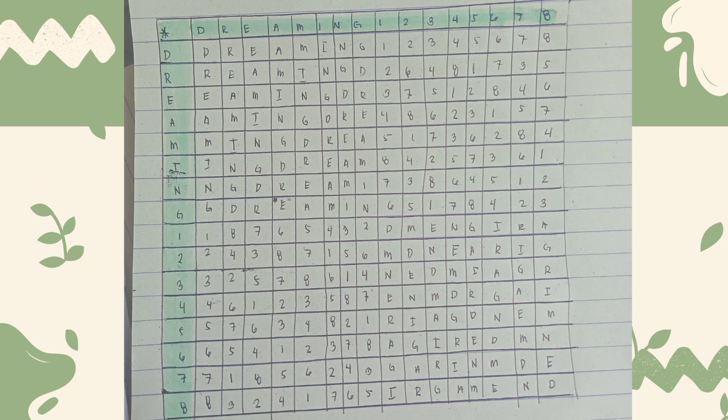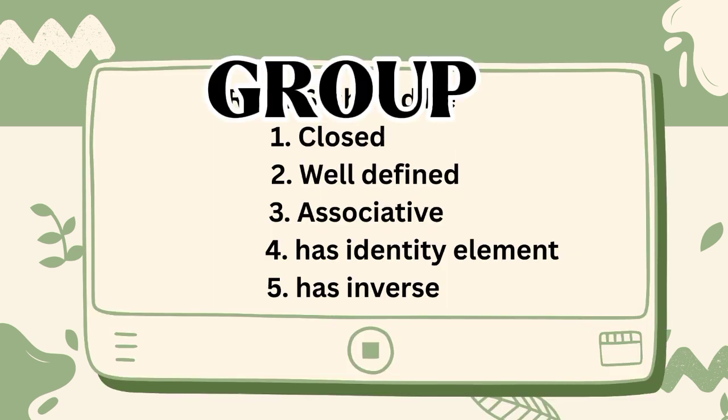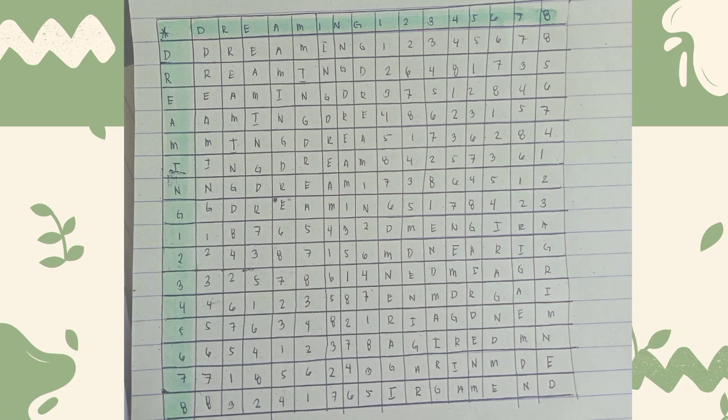So here's the full table of results for our geometric model. Now let's identify if it is a group. We can call it a group if it is closed, well-defined, associative, has an identity element, and has inverses. Now let's check if it is a group. So let's check if it is closed and well-defined. As you can see, the output is unique and under our set. Therefore, we can say that it is well-defined and closed.